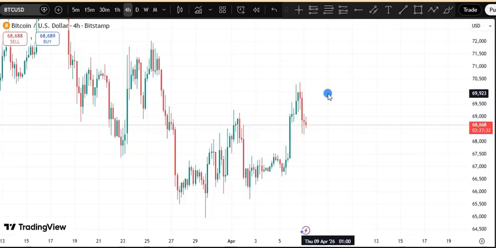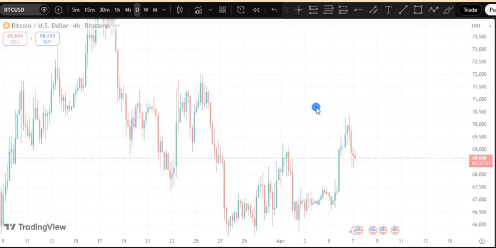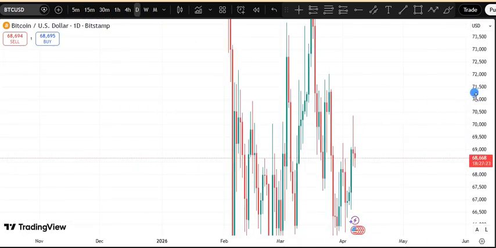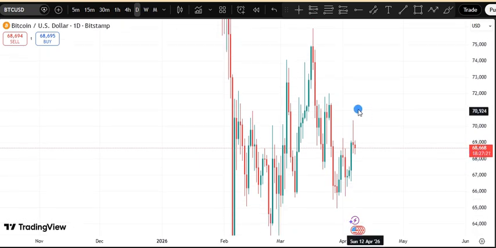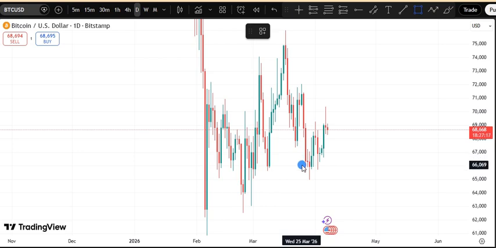BTCUSD. Alright, so here's the chart of BTCUSD, and of course it's a 4-hour chart. So let's go back to the daily still to see a better view. I'm seeing some bearish recent move on it. Sorry, some bullish recent move on BTC.